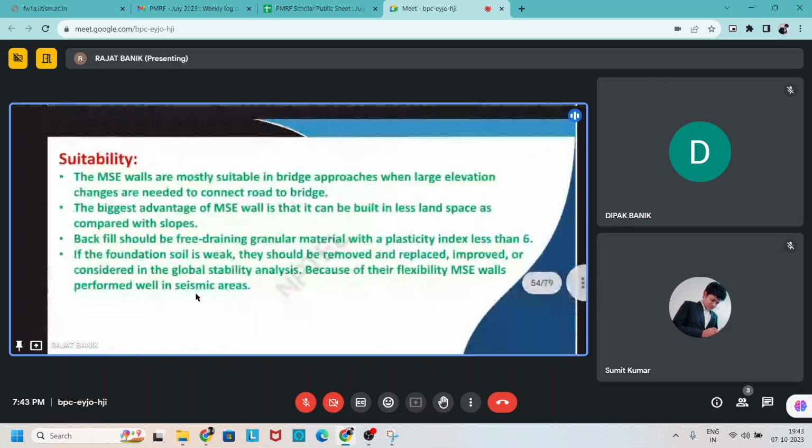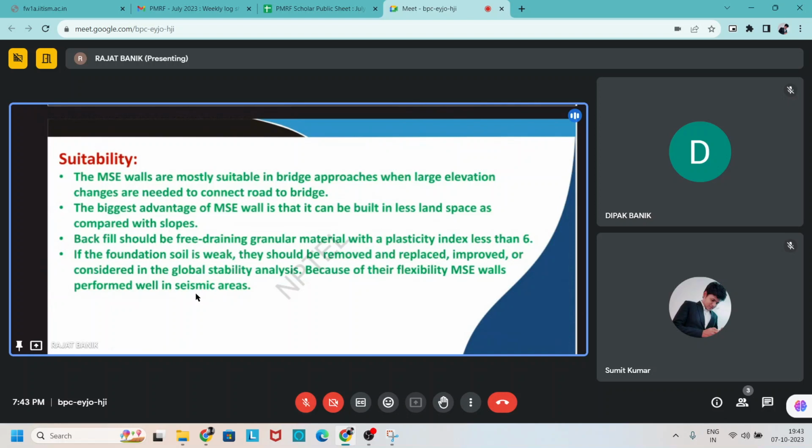Now we discuss the suitability. The mechanically stabilized earthen walls are mostly suitable in bridge approaches when large elevation changes are needed to connect the road to the bridge. The biggest advantage of the mechanically stabilized earthen wall is that it can be built in less land space as compared with slopes.